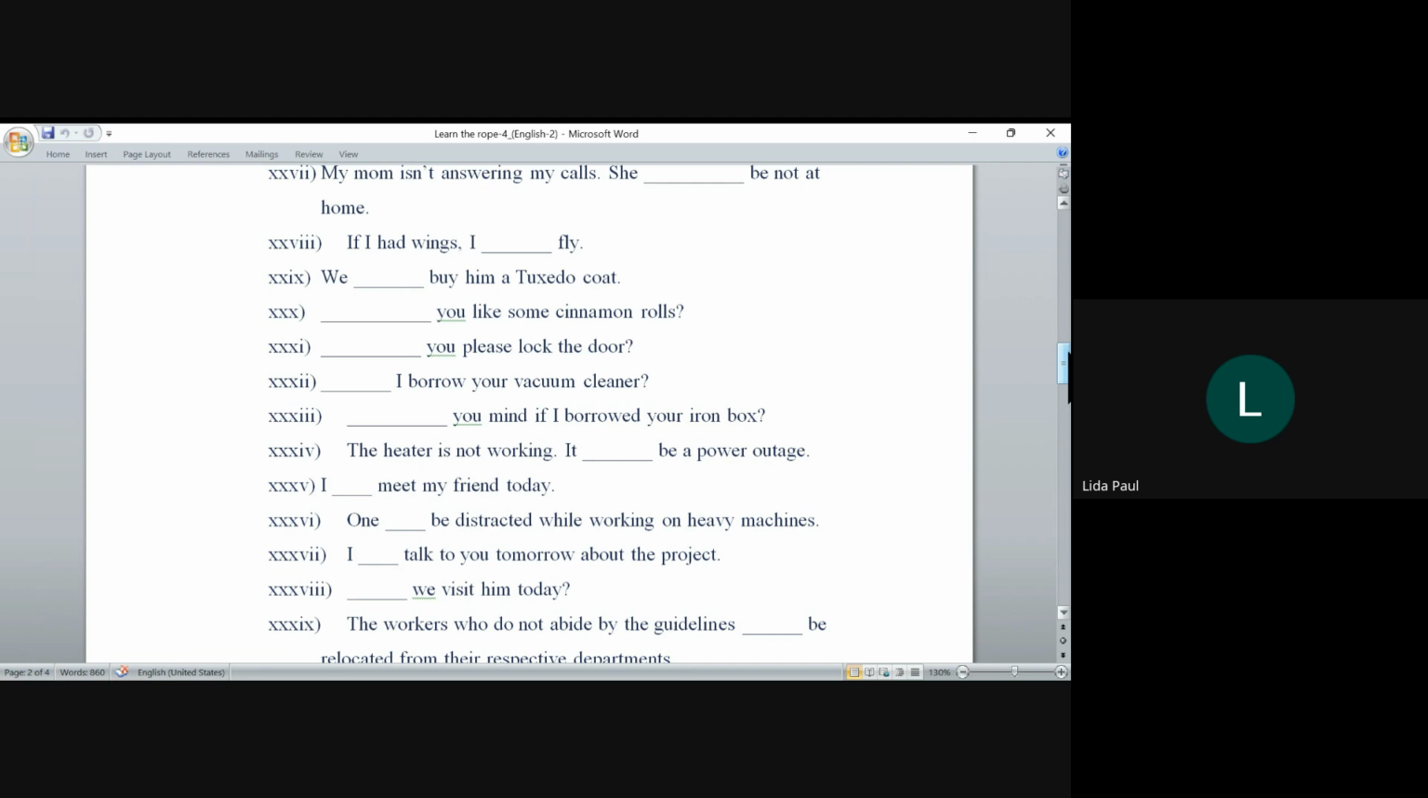Sentence number 32 and 33. Both are sentences used in the context of seeking permission. What is the difference? One has could as the modal verb, the other has would. 32 is, could I borrow your vacuum cleaner? And 33 is, would you mind if I borrowed your iron box? What is the difference? This is a grammatical difference. If you can let me know, it would be nice. Could I borrow your vacuum cleaner? Would you mind if I borrowed your iron box? Do you see anything at least at the surface level?